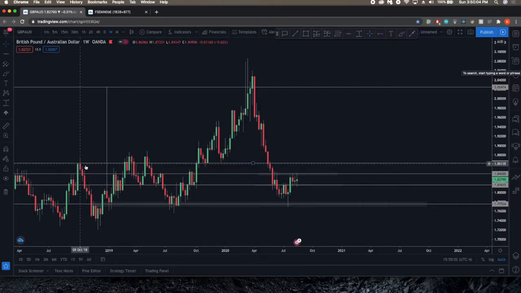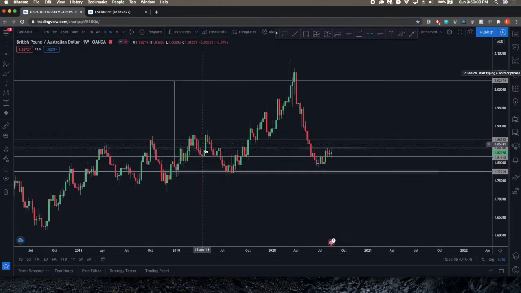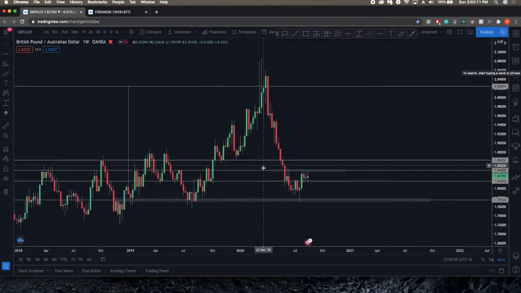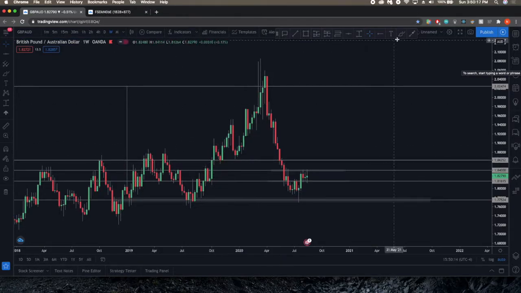Right over here, right here. What is it? Oh, that's a wick. That's crazy. Oh, I remember that. So for a second I thought it was some line that I drew. Yeah, it's a wick. So we have this level here, candle body close above, tap, right?